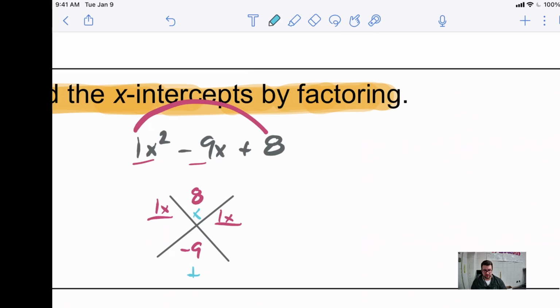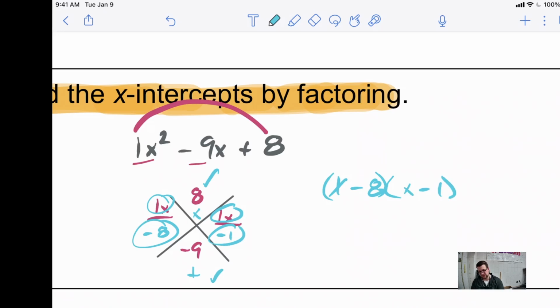that add to give us a negative 9. Hopefully you can come up with the negative 8 and negative 1. Those would multiply to be a positive 8, and they would add to give you a negative 9. So my factor will be 1x minus 8, or just x minus 8. And my other factor will be 1x minus 1, or just x minus 1. And of course, since we're trying to solve this, we set this equal to 0.